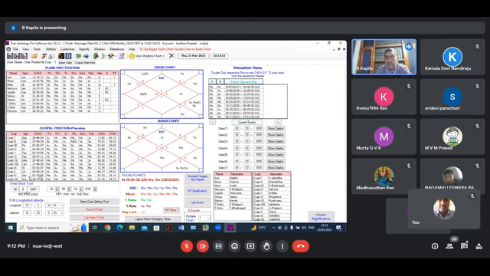Why is marriage not happening in Mercury Bhukti? Because it's a weak Bhukti. Why is it a weak Bhukti? There are 2-3 reasons for Mercury being a weak Bhukti. Reason number 1, it is present in the star of Venus, which is the sign lord of the 5th cusp.